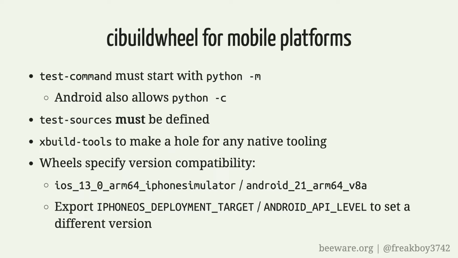Android and iOS code is tested using a testbed app, an iOS or Android application whose sole purpose is to run the test suite. CPython includes a testbed project for both iOS and Android, and cibuildwheel will manage the process of cloning that testbed so you can run your test suite as a specific artifact. You also must define test-sources, even if it's empty.